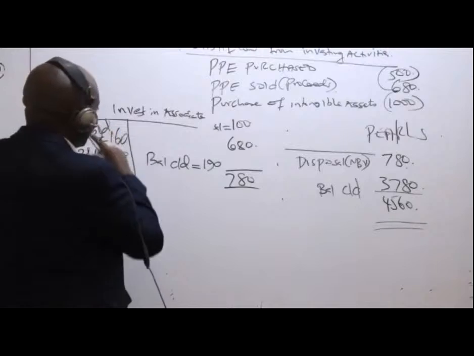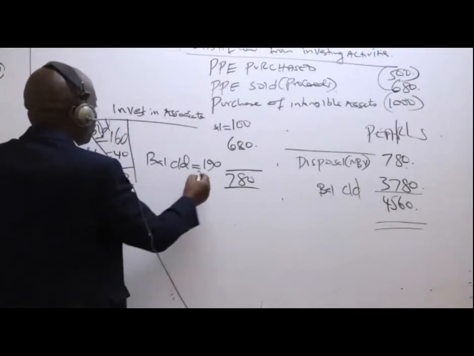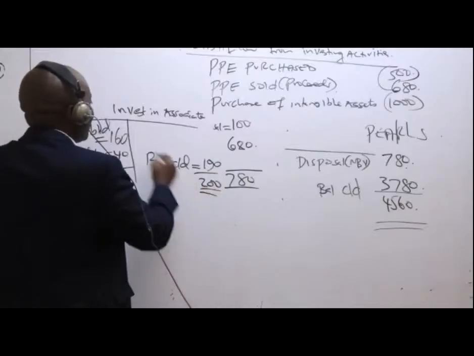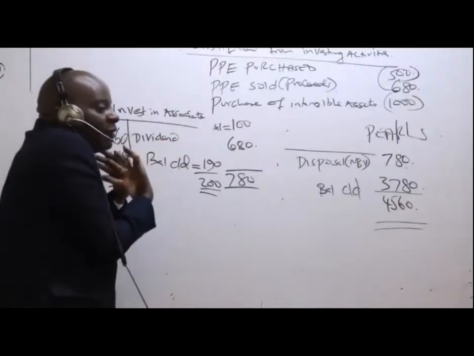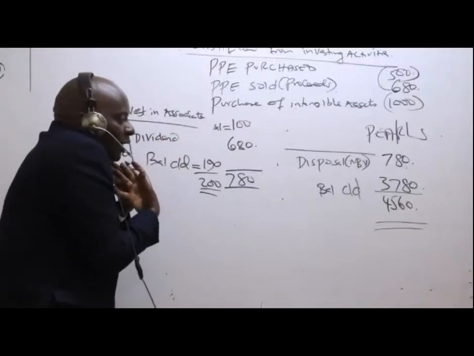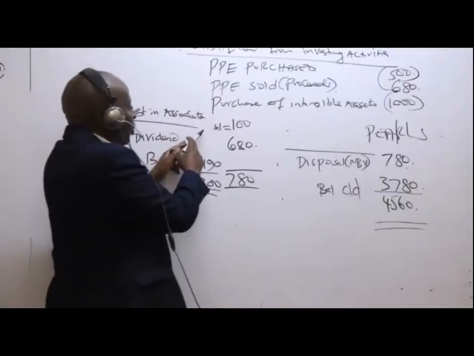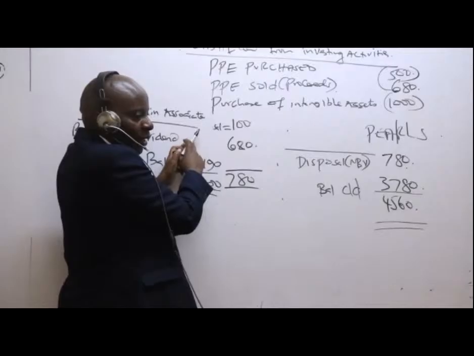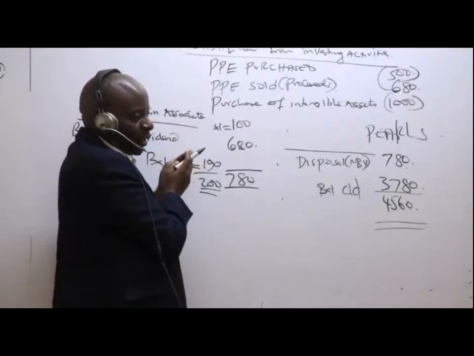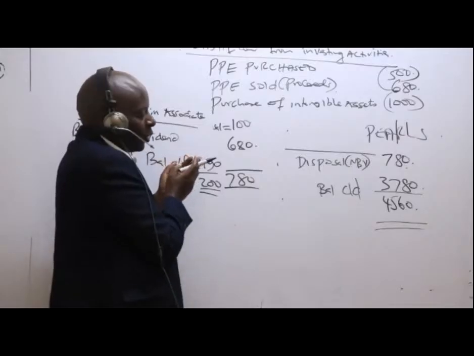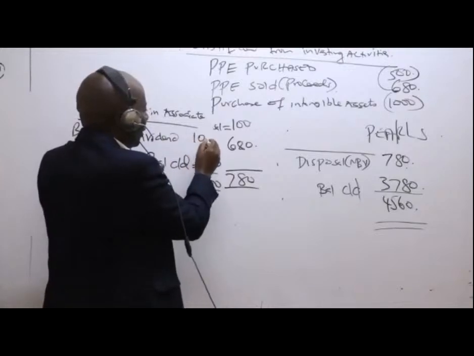If that is the case, then, ladies and gentlemen, I'll come on the balance. Investment in associate, you say 200. The balance must be dividend received. Dividend paid by the associate, but you received it yourself. So what is the dividend received here from the associate? They're not talking to me, and yet we are almost finishing here. 10? Dividend received from the associate is 10.